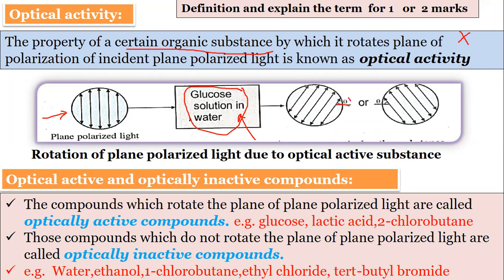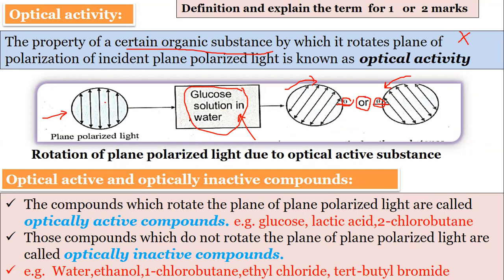This is the theta angle, by which the plane is rotated to the right hand side, or it can rotate to the left hand side through the angle theta. So if this rotation takes place either to the right hand side or the left hand side, don't worry, it is written here as "or". This is the rotation of plane polarized light, as we can see here. When the plane polarized light is rotated to either the right or the left, this compound is called optically active.